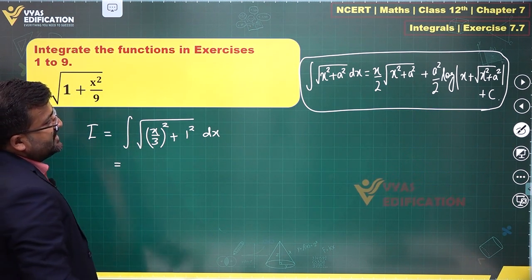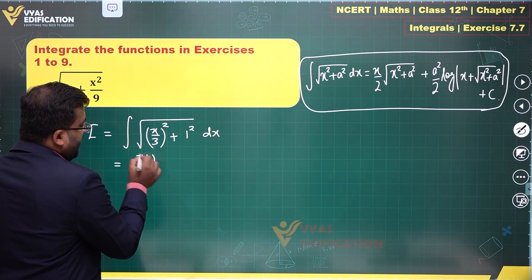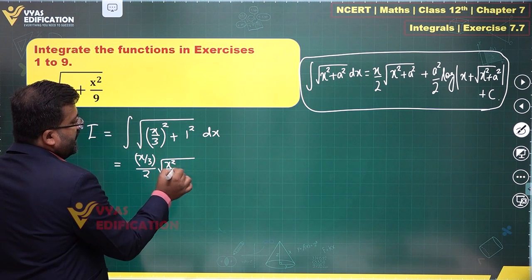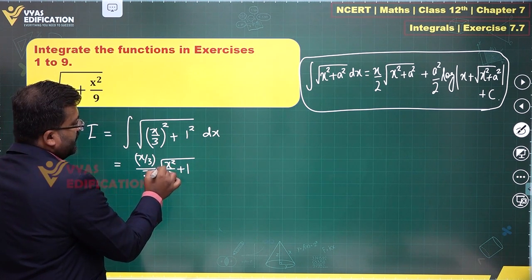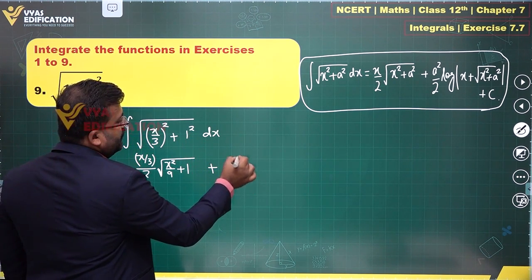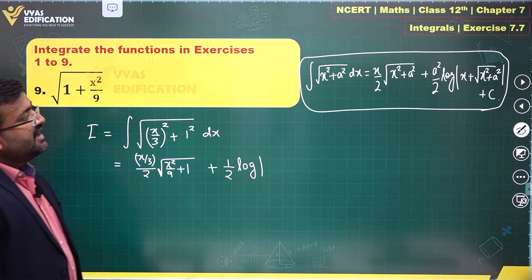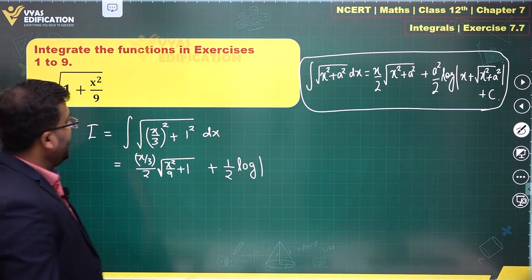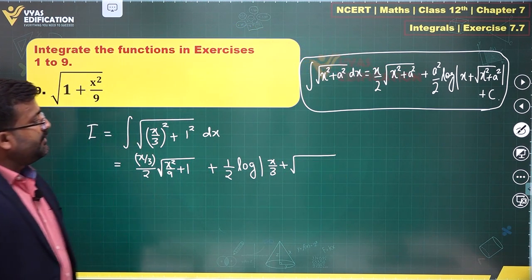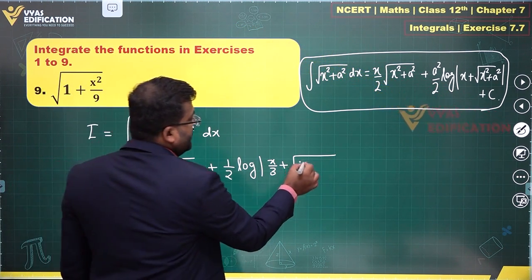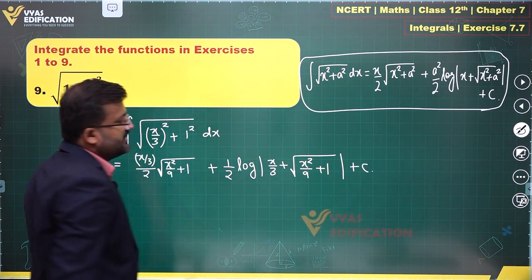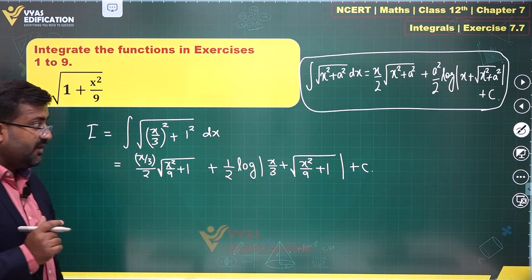So the integral of this will be, instead of x, you have x by 3: x by 2 times the square root of x square plus a square, which is x square by 9 plus 1, plus a square by 2. So a square is 1, giving 1 by 2 log modulus x plus the square root of x square plus a square. x is x by 3 over here, and the square root of x square plus a square is nothing but the square root of x square by 9 plus 1, plus constant.